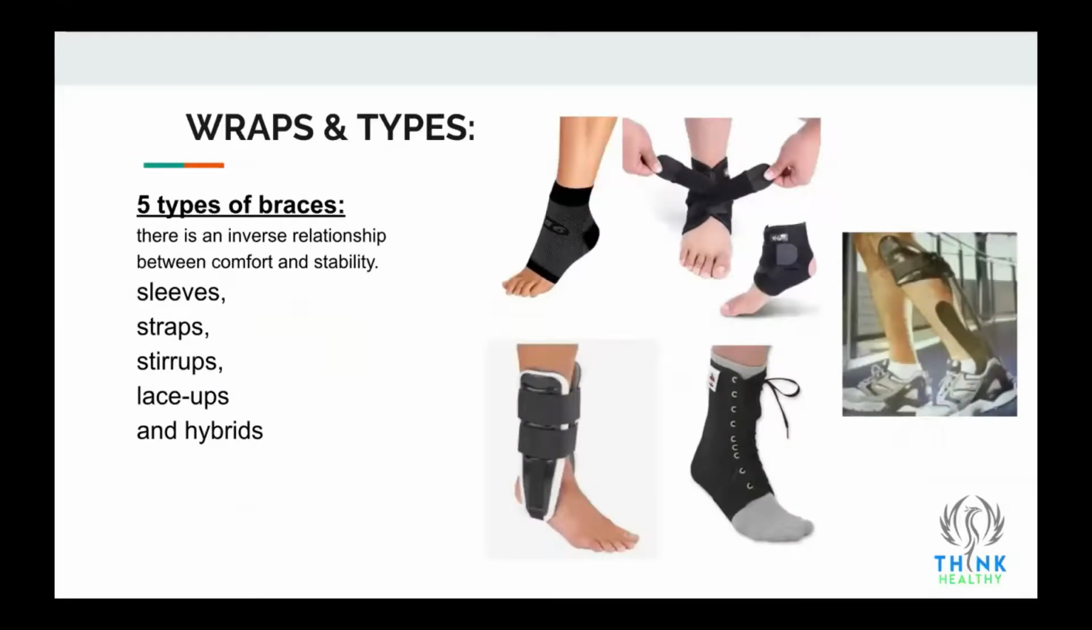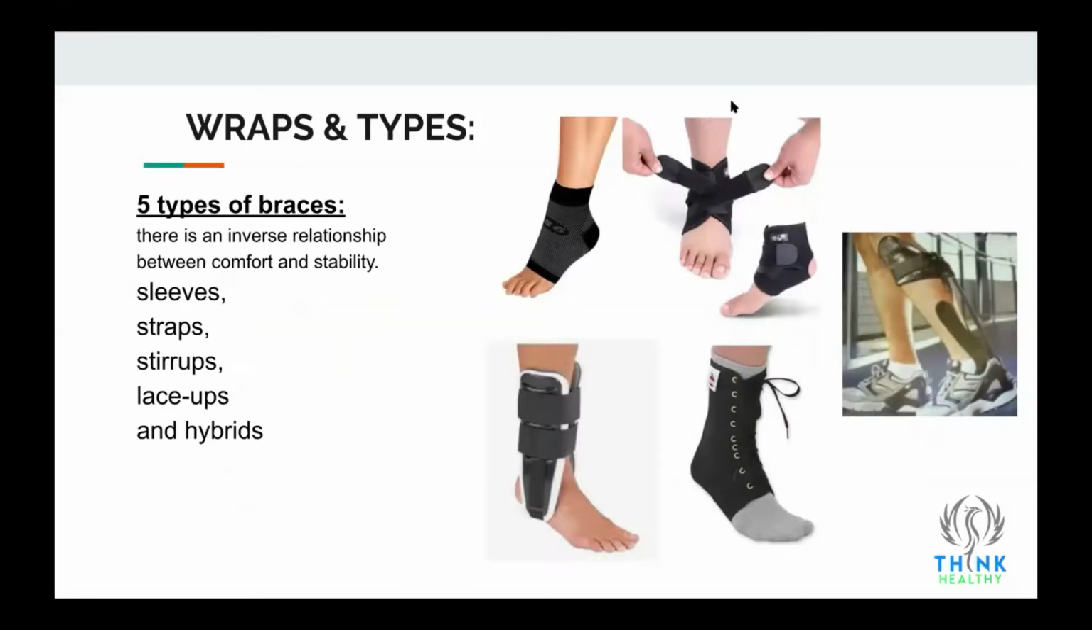So now we've talked about exercise. One of the first treatments for your ankle is typically wrapping it, right? So that is a protection for your ankle. There are different types of wrap. I'm sure you can go on Amazon and find 1,000 of them, right? But what is right for you? Wraps have an inverse relationship between comfort and stability, right?